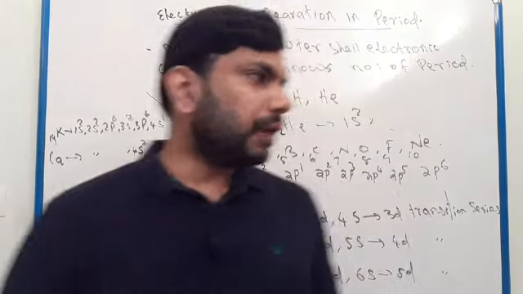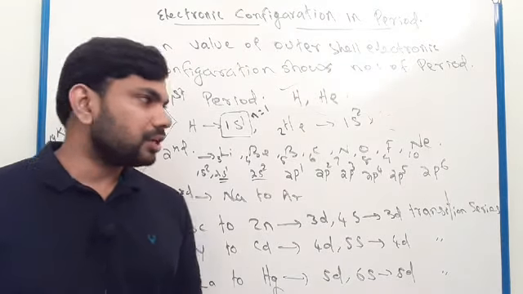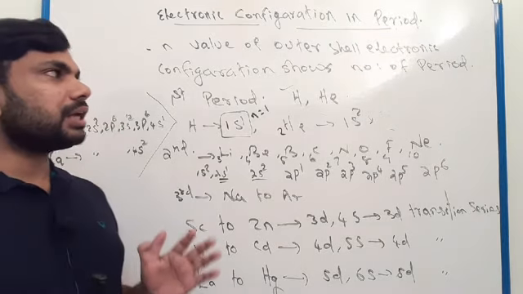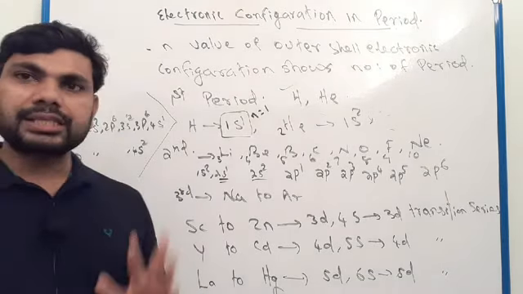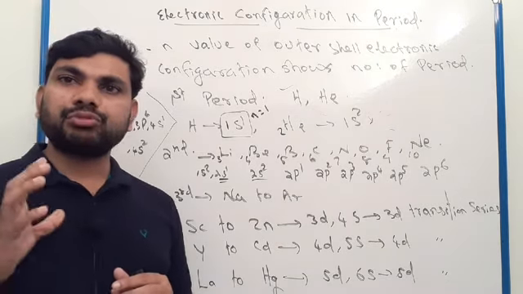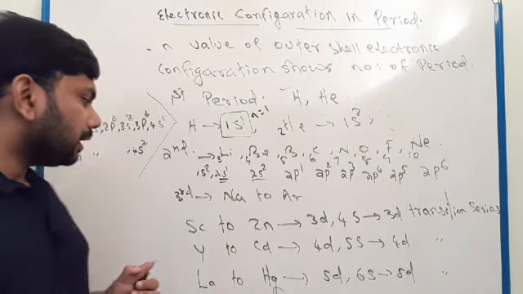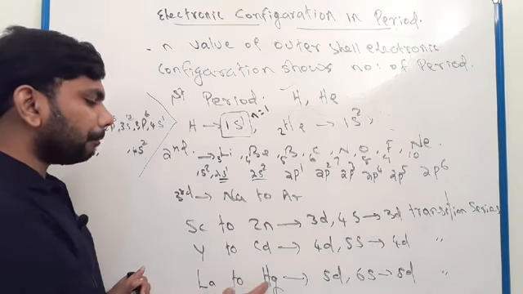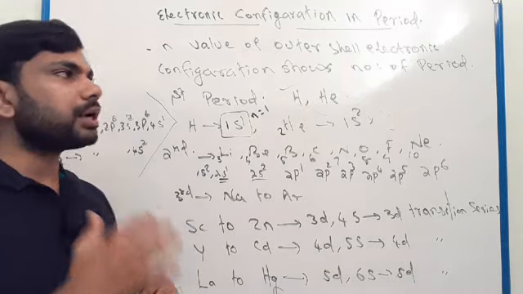Clear? Now let's check the transition elements in the periodic table. Transition elements are between the s block and p block. There are 3 transition series. In transition elements there are 3 periods: scandium to zinc, yttrium to cadmium, lanthanum to mercury. These are the 3 series, 3 periods in transition elements.